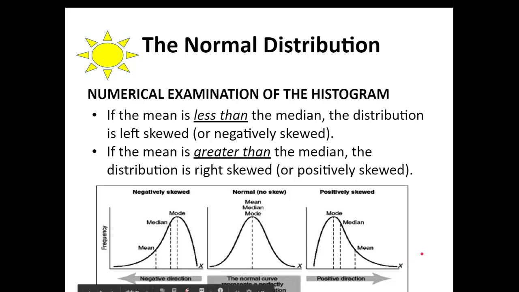Now, it's not the only thing that you need, because remember, the uniform distribution and the bimodal distribution also have this situation. The mean and the median are also in the center of those. So that's why you have to also look at it. That's why the visual component is so important.